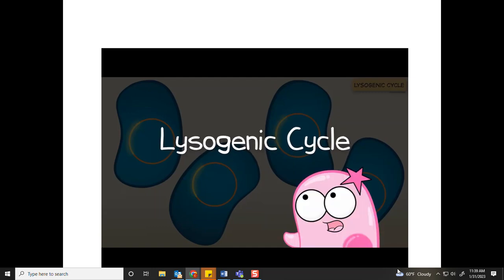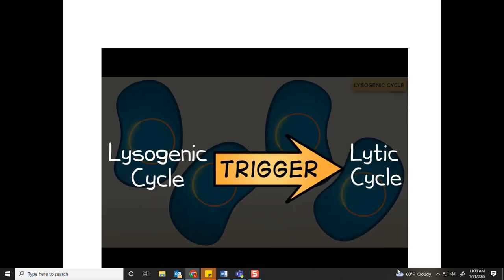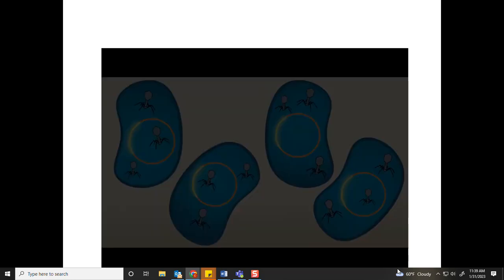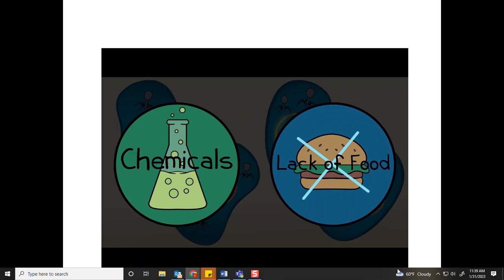That may not seem like a problem, but it really becomes one if the virus gets triggered to go into the lytic cycle from that point. Because then all those cells that have the viral genetic material can start assembling viruses. And as far as what triggers it to go into the lytic cycle, it can vary. It could be a chemical trigger, for example, or a lack of food for the host.